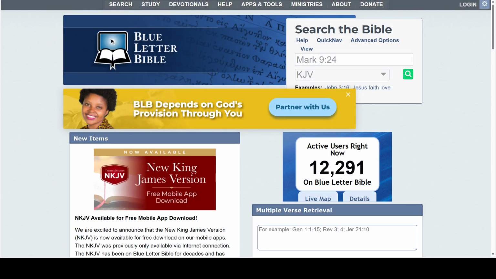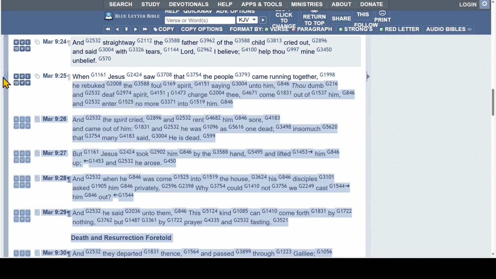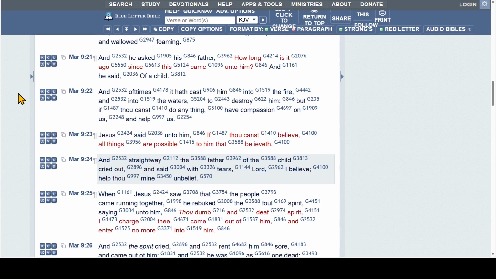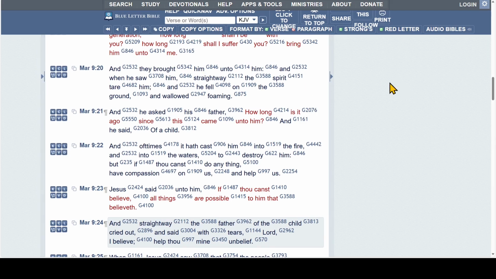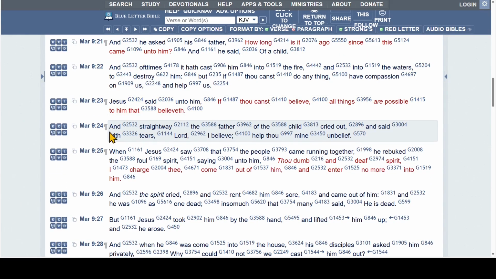Let's go back to Mark chapter 9, verse 24. We're going to go back there, and we're going to click Mark chapter 9, verse 24. And we're going to click the letter C. And I want to make sure that you can see all of the page here. So I'm going to move this over just a bit. All right, there you should be able to see Mark chapter 9, verse 24. You see that it is highlighted.